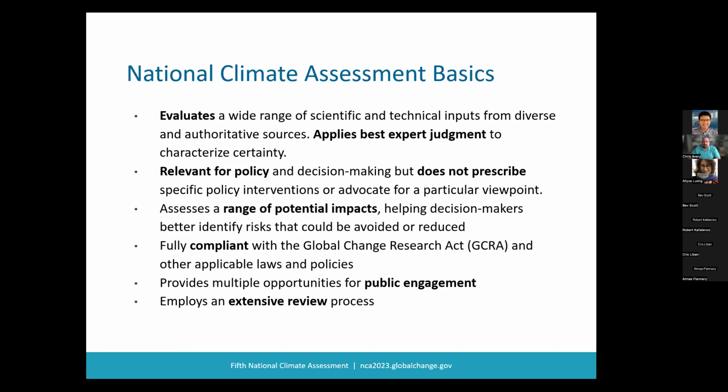The assessment is compliant with all applicable federal laws and policies, including the Global Change Research Act, as I pointed out, as well as other laws that govern things like information quality, accessibility, and transparency. And finally, the report process involves extensive review, including several opportunities for public comment, a review by the National Academies of Sciences, Engineering, and Medicine, and several government science reviews.